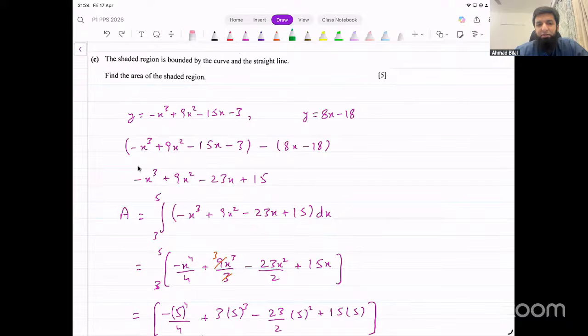But the pattern is, what they do is generally one of P1 and P3 is difficult and the other is easier. And then one of M1 and S1 is more difficult and the other is easier. That's the pattern that I feel like there is in the past papers, but we can't say for sure.